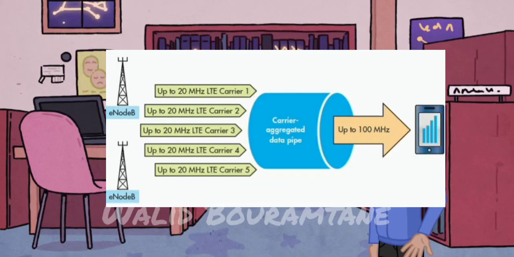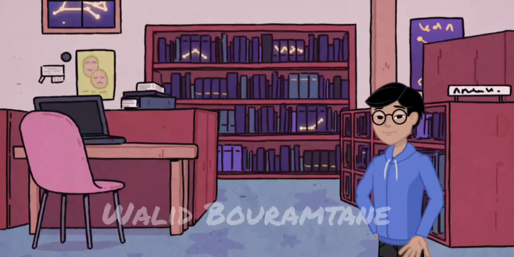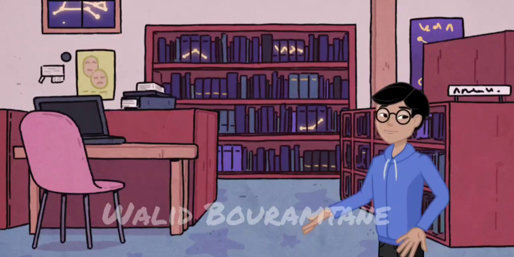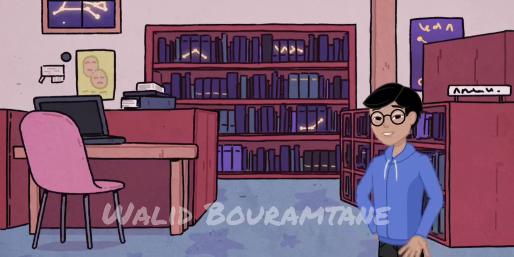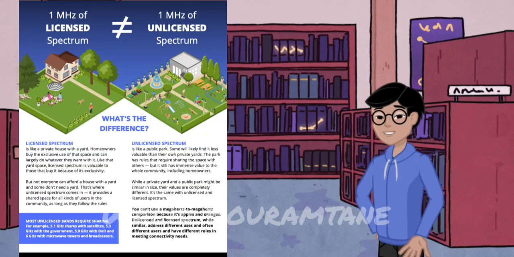4. Carrier aggregation. Concept: carrier aggregation combines multiple frequency bands to create a larger bandwidth, enhancing data speeds and network performance. Benefits: it improves the overall capacity and efficiency of the network, allowing for faster and more reliable connections, especially in high-demand areas.